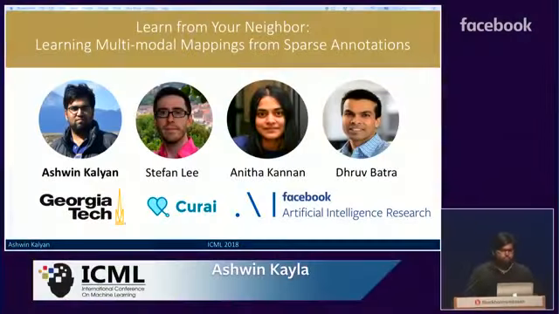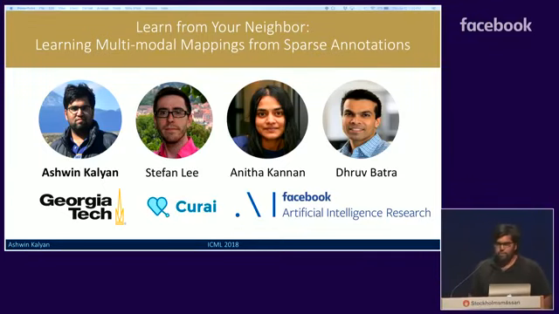Thanks for the introduction. I'll be presenting work with my collaborators, Stefan, Anita, and Dhruv. In short, the problem is that there can be multiple correct outputs for tasks. However, the standard way we model them tends to neglect this, and this leads to the model not capturing the variance present in the output space. So our method proposes a data-efficient way to make your models place beliefs on multiple correct hypotheses.